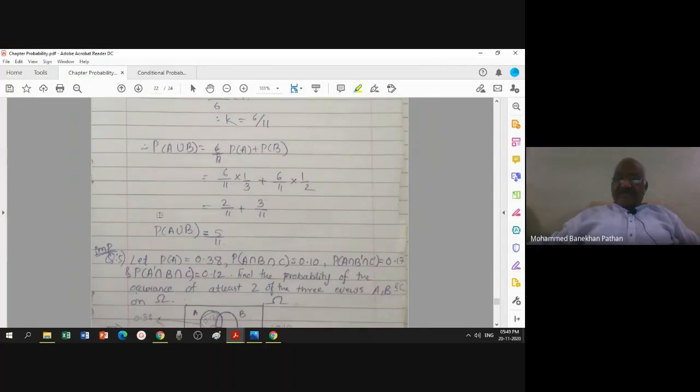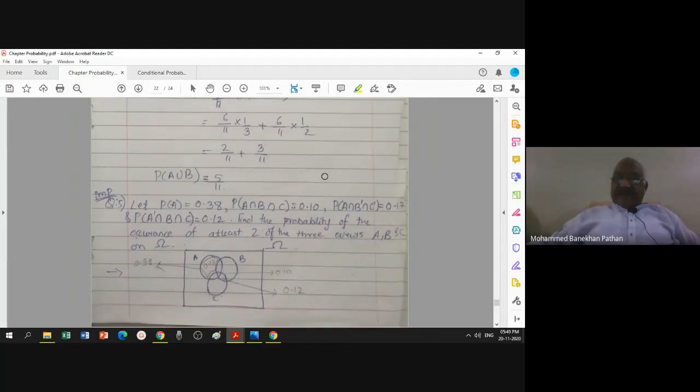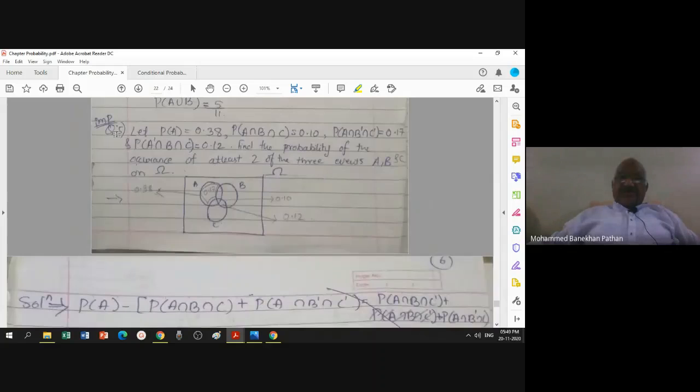Simplify, that is the answer to the question. Simple questions, but you have to take the help of a Venn diagram. Let us proceed to the next question.